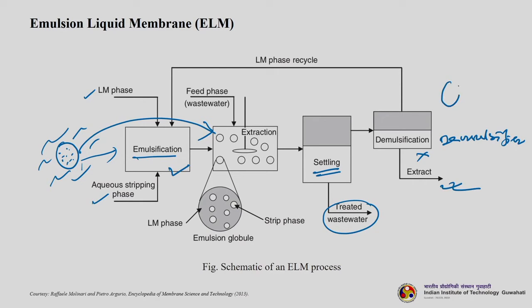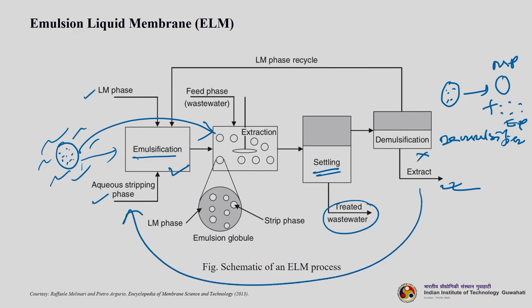Basically, what is done here? This is broken into this plus this. So, two different phases: one is the membrane phase, and this is the extract phase. You can take the extract phase and put it here again. The stripping phase and the liquid membrane phase are recycled to the main stage. So, this is how it happens.